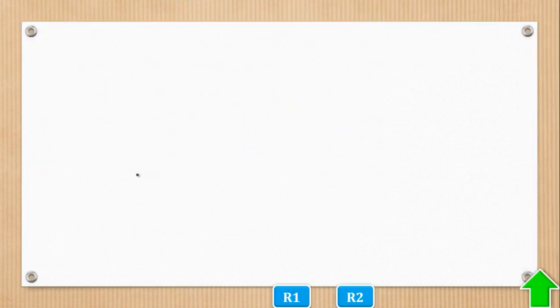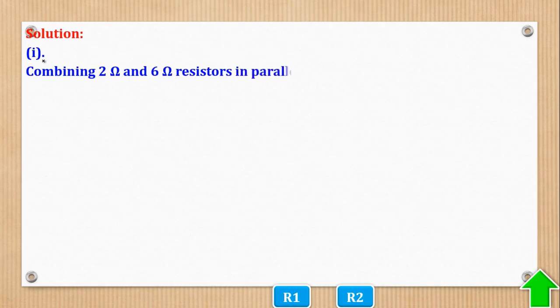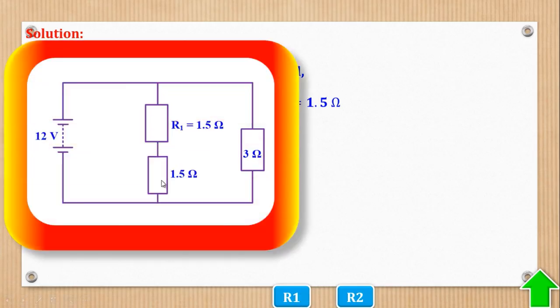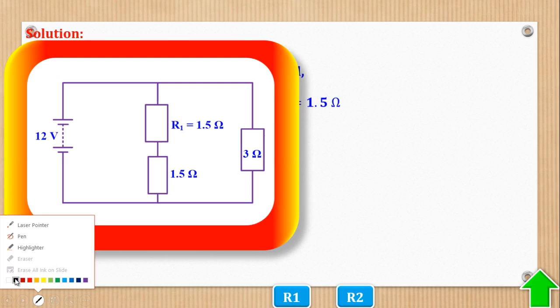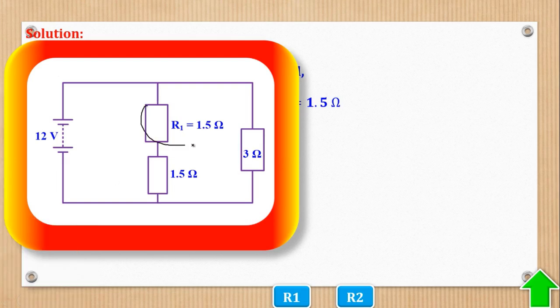Okay, so we shall come here and say that combining 2 ohm and 6 ohm resistors in parallel, we shall use the special case, which is product over sum, to give you 1.5 ohm. So after getting R1, it implies the circuit will be modified because these two will be combined into one resistor, which is 1.5. Now when that happens, still do the same.